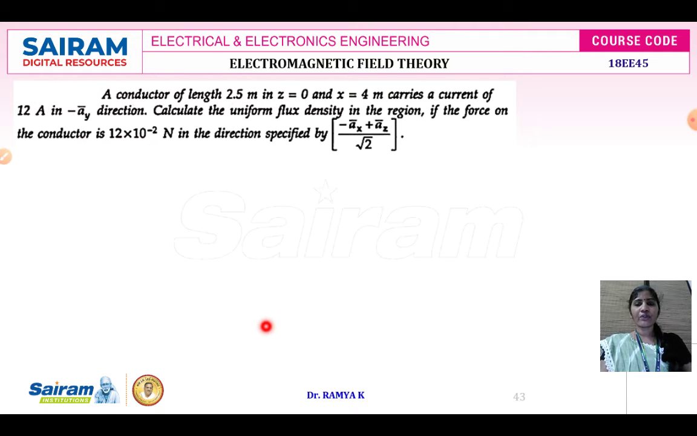A conductor of length 2.5 meter at Z equal to 0 and X equal to 4 meter carries a current of 12 amps in the minus Ay direction. Calculate the uniform flux density in the region if the force in the conductor is 12 into 10 to the power of minus 2 Newton in the direction specified.